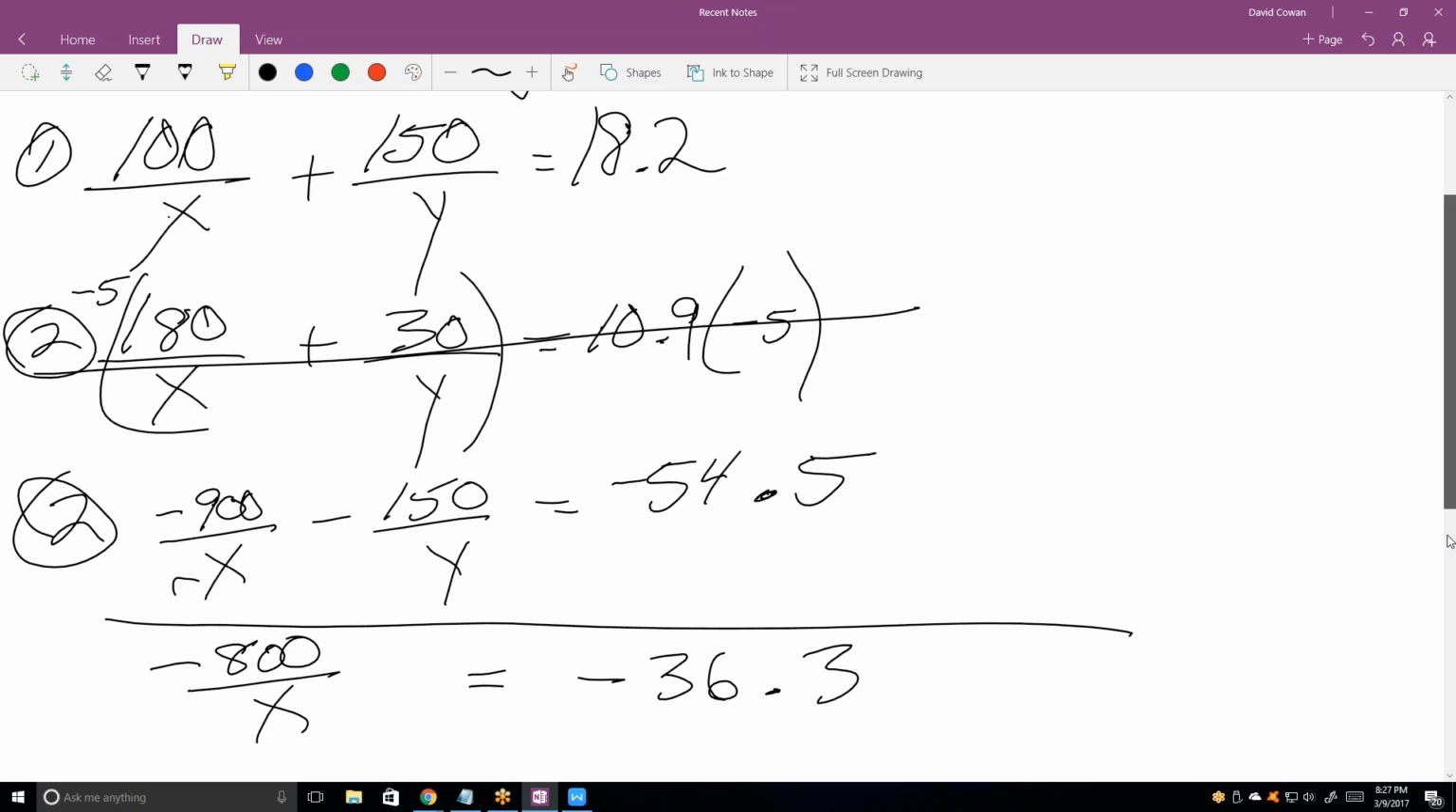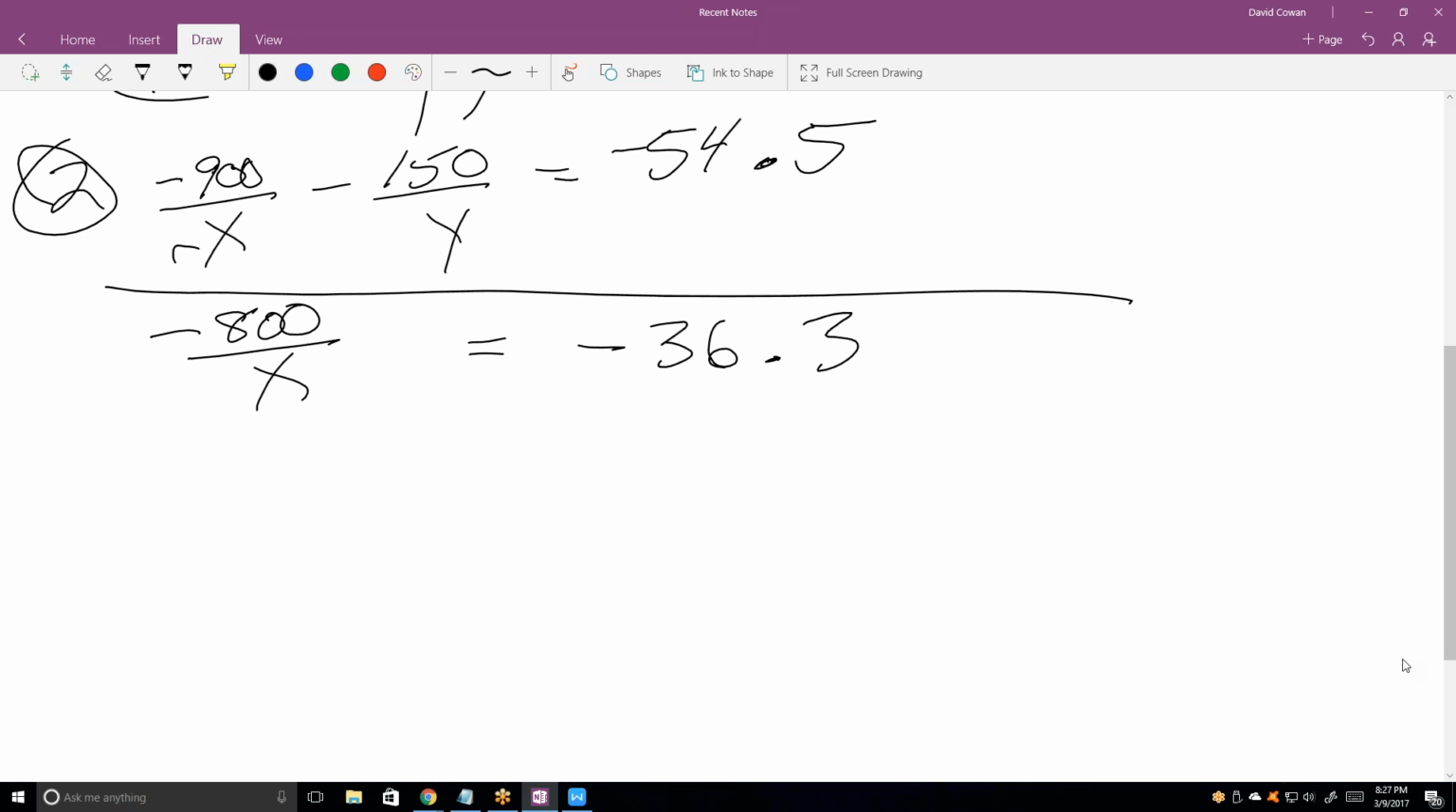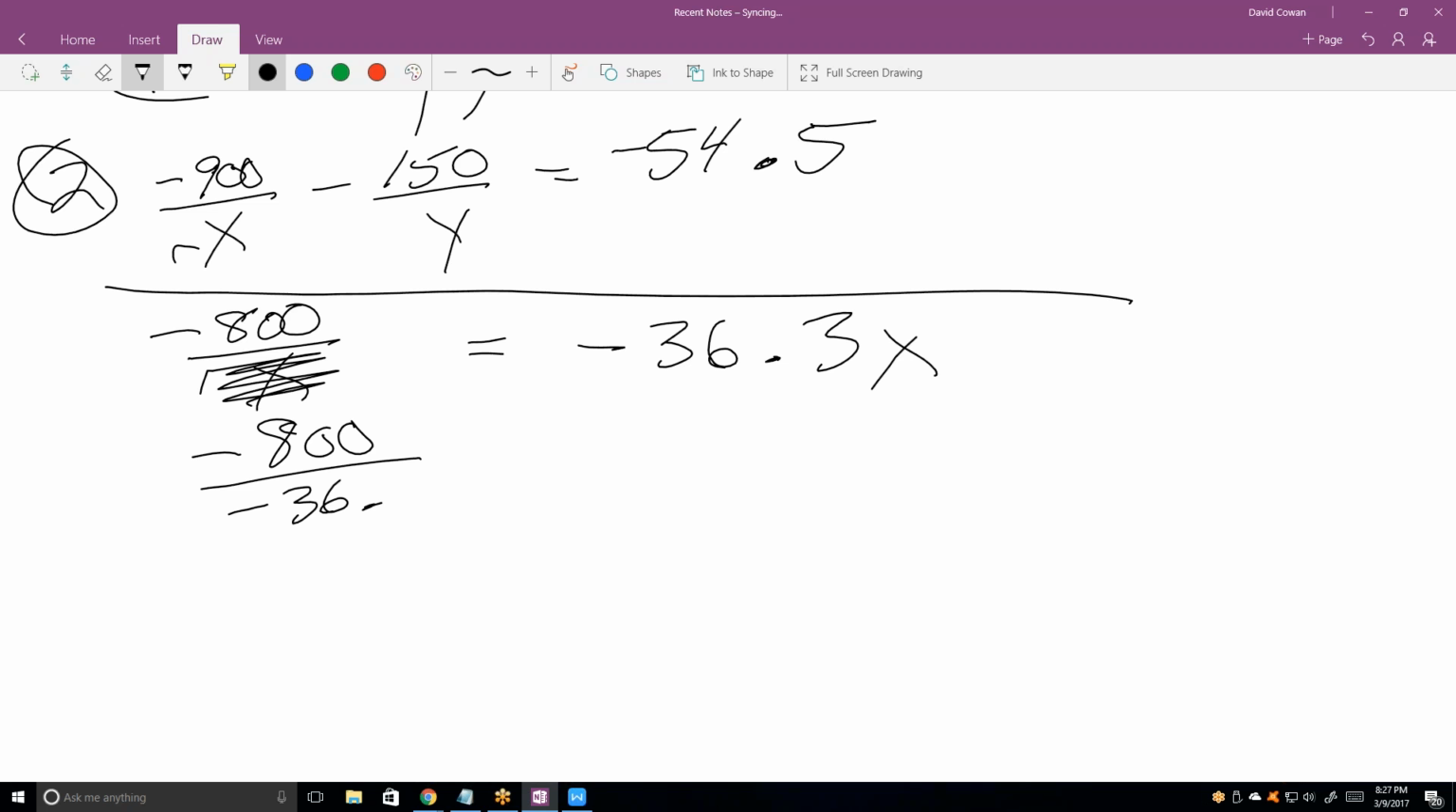Now it's relatively easy to solve for X. In other words, I can multiply both sides by X to get the X there. And then I'm going to divide both sides by negative 36.3. So I get negative 800 divided by negative 36.3, and that's equal to X.